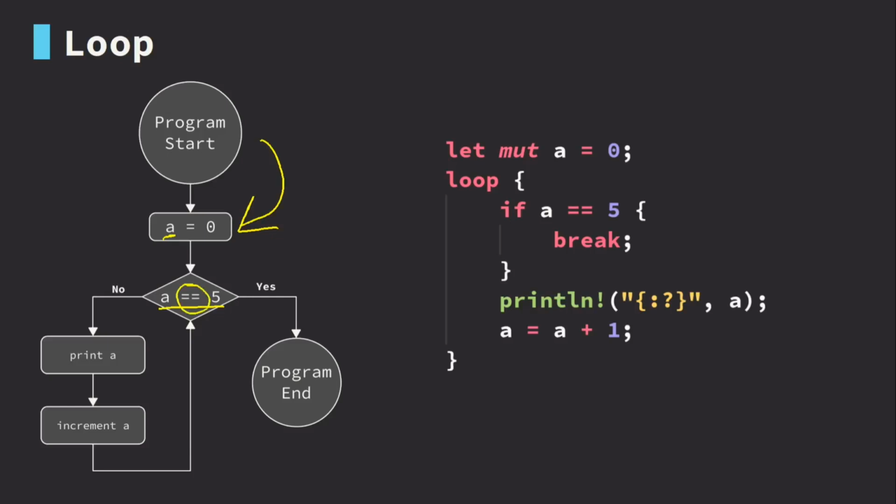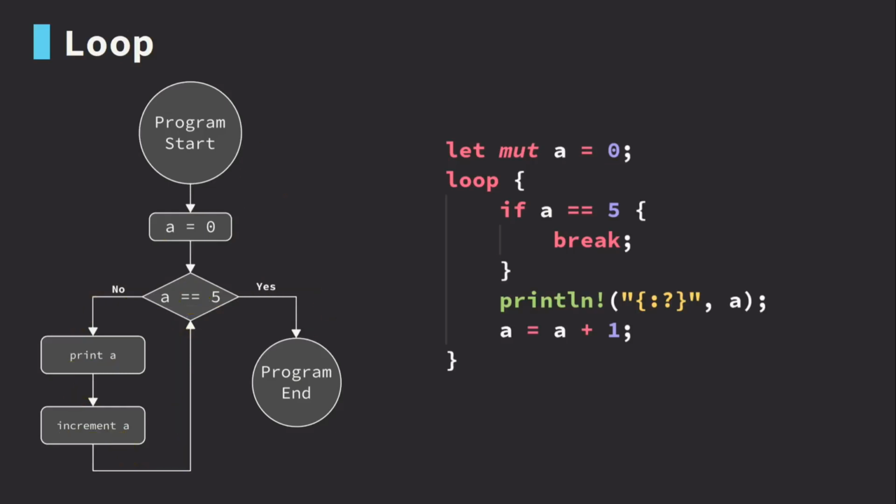So if a is not equal to 5, we're going to print that value. We're going to increment that value, which just means add 1. Then we're going to check it again. If it's still not equal to 5, we'll then repeat the process. Once it is equal to 5, we'll end the program.